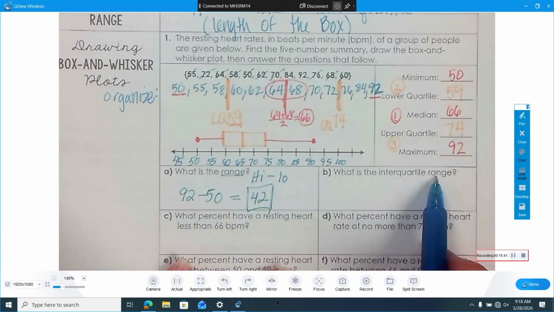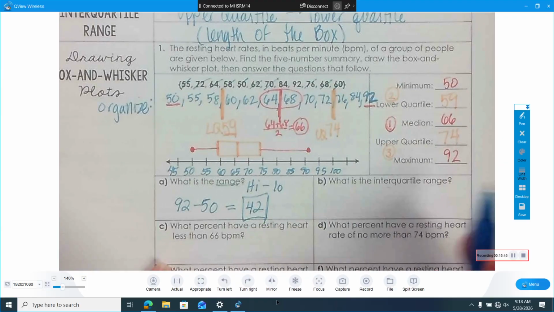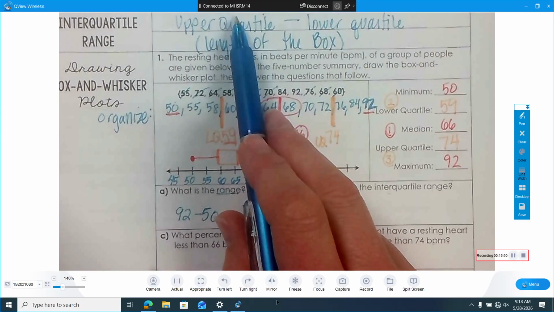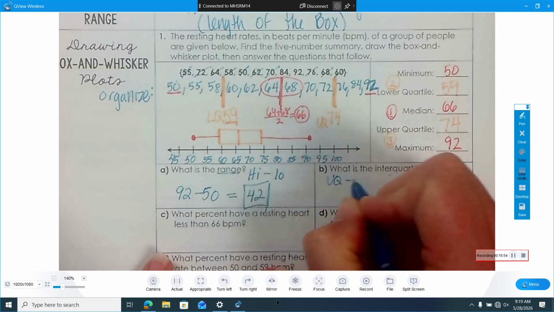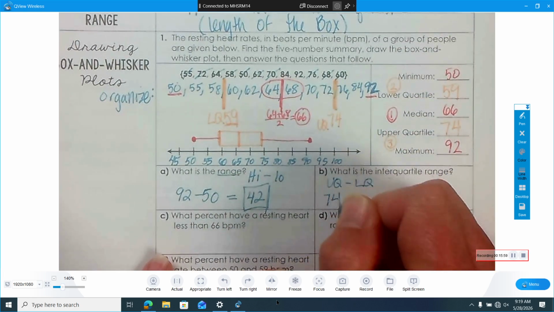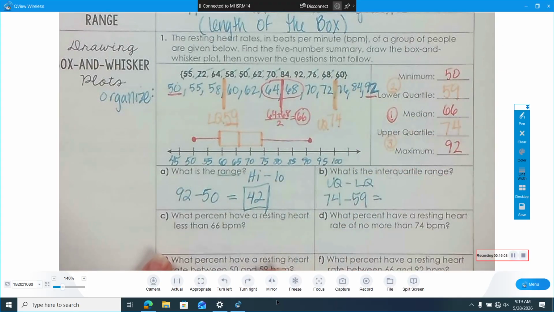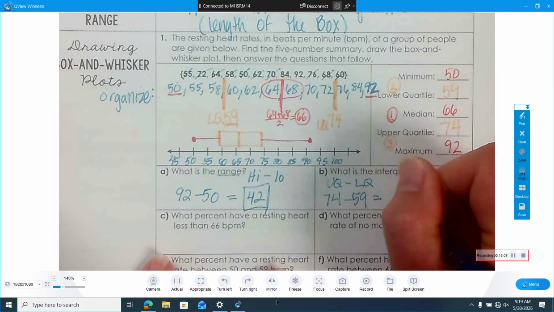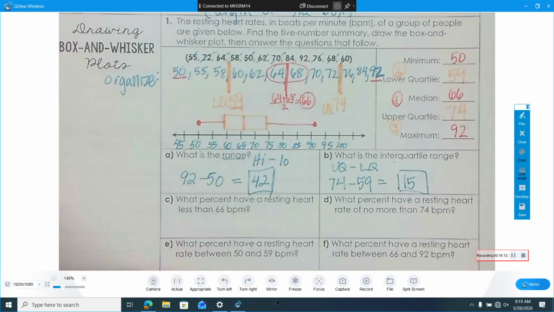What's the interquartile range? The interquartile range we said was the upper quartile minus the lower quartile. So upper quartile minus lower quartile. Our upper quartile was 74 and the lower quartile was 59. That's 74 minus 59. 15. All right. Now these are the questions I like.